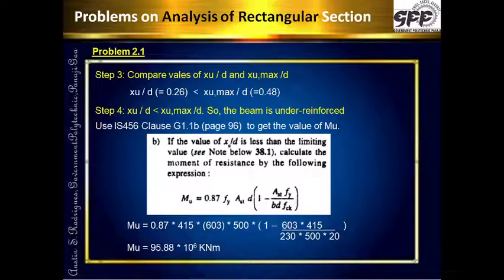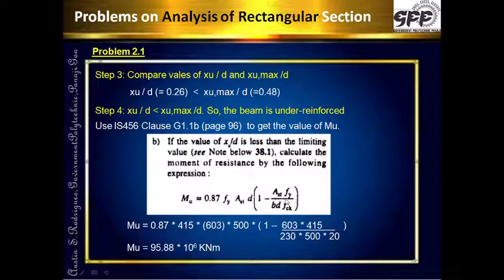We can write the values, substitute and get the answer. Now Mu, the ultimate moment of resistance, the ultimate moment which it can resist, is given by 0.87. The number comes as it is. Fy, we already know that Fy is 415. Ast, we have already calculated that to be 603. D, the effective depth, we already know that it is given to be 500 mm, into bracket 1 as it is, minus Ast, as we have said earlier, is 603.